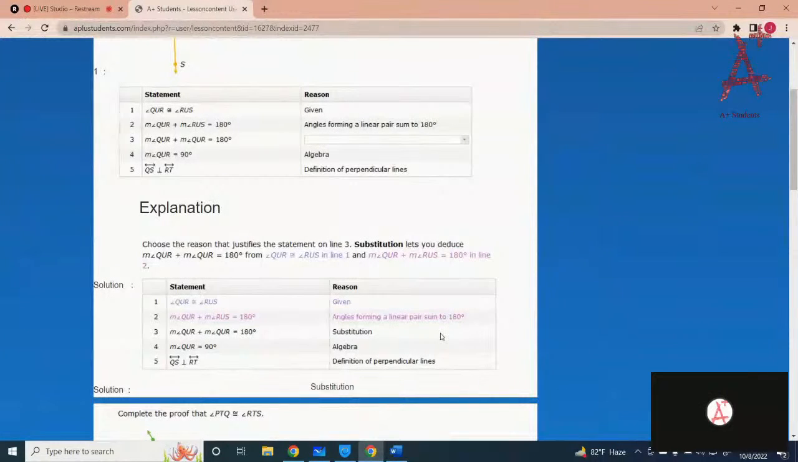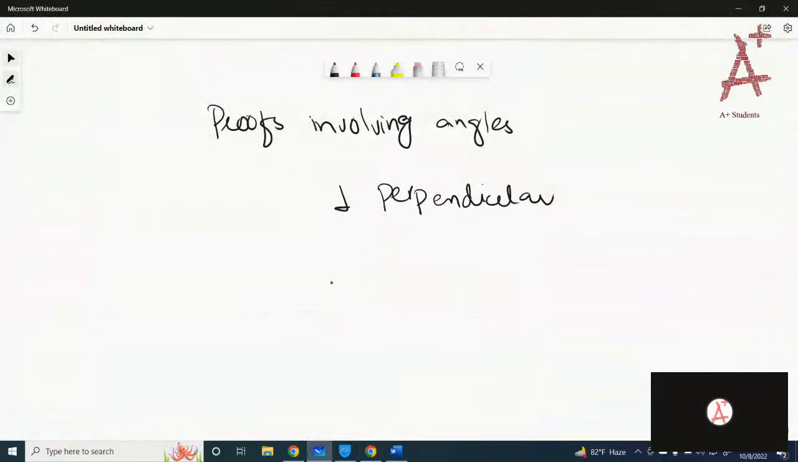So we know that measurement of angle QUR plus measurement of angle QUR is 180. That is just a substitution, because measurement of angle RUS and measurement of angle QUR are congruent, given in the very first line. So we just did a substitution. Got it? So the reason is substitution. Here, just look at this one. You are given in the second line measurement of angle QUR plus measurement of angle QUR. Let me write it down on the board, then I'll explain.